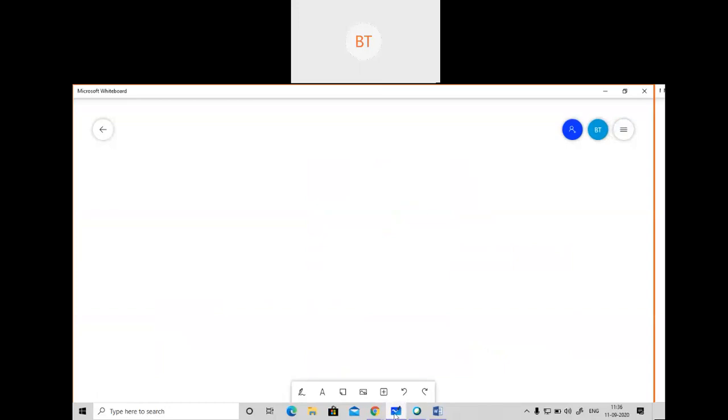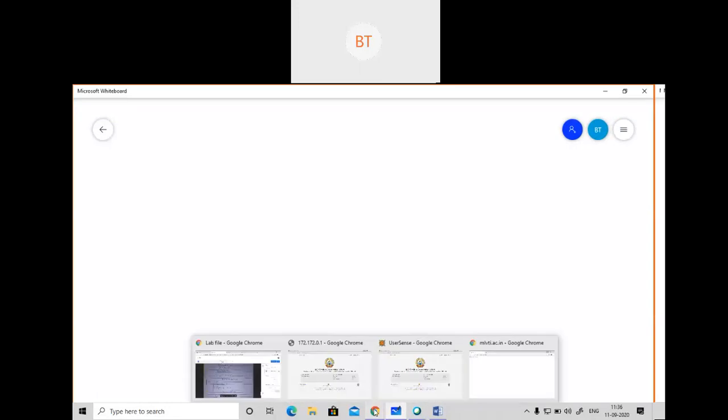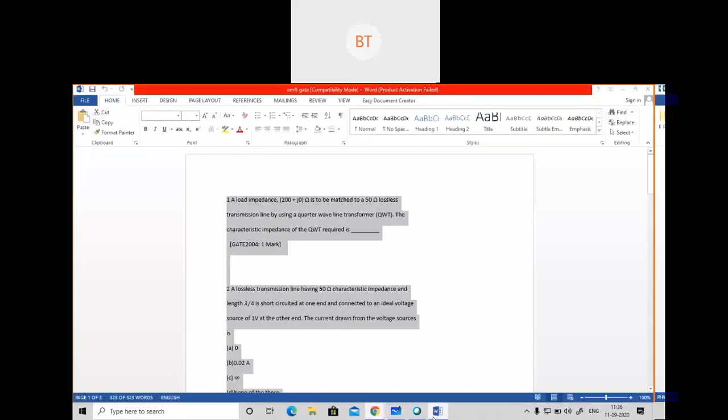So I will show you the first problem, this was the first problem which we are dealing with. A load impedance of 200 plus j0 is to be matched with a 50 ohm lossless transmission line by using a quarter wave line transformer. They were asking you to calculate the impedance of the quarter wave transformer required. Actually they had asked this question in GATE 2004 for 1 mark.